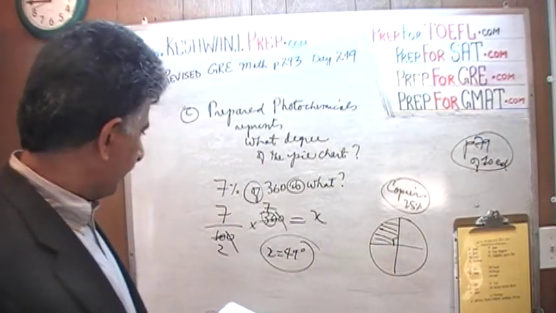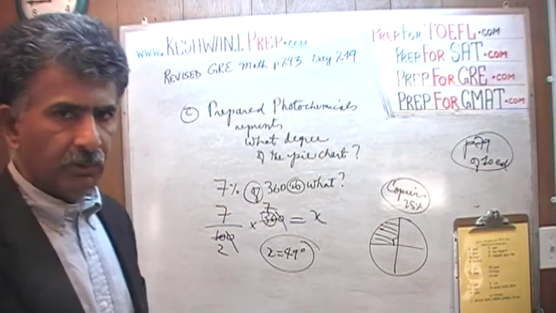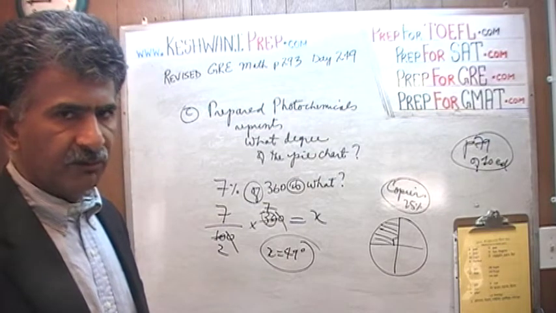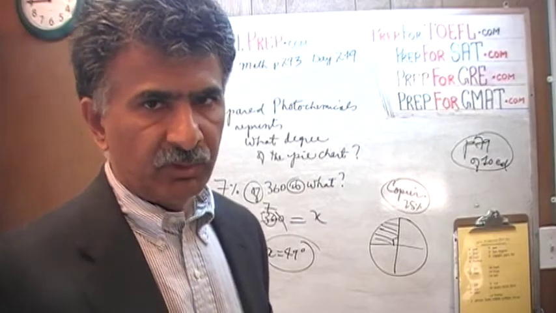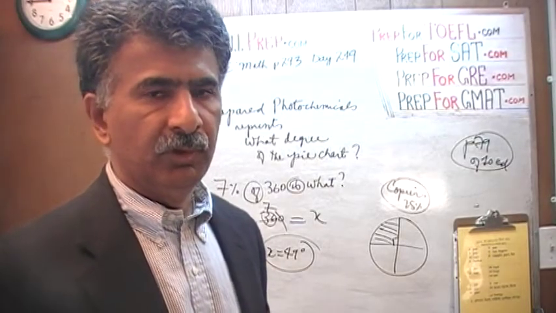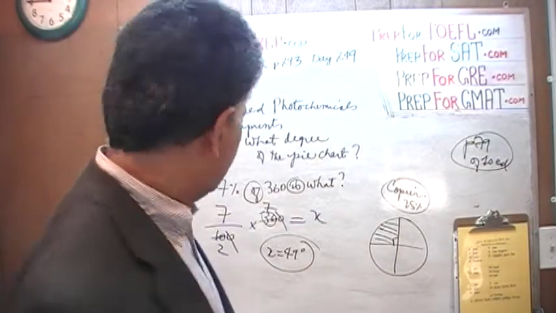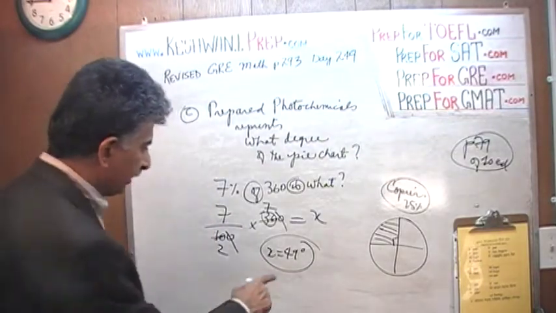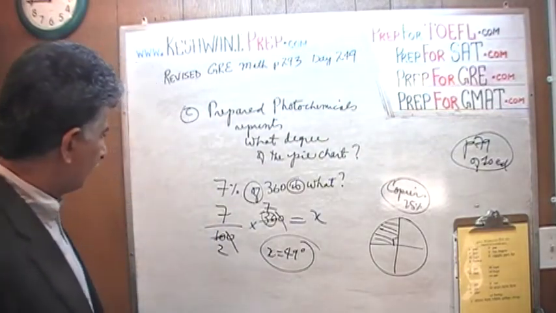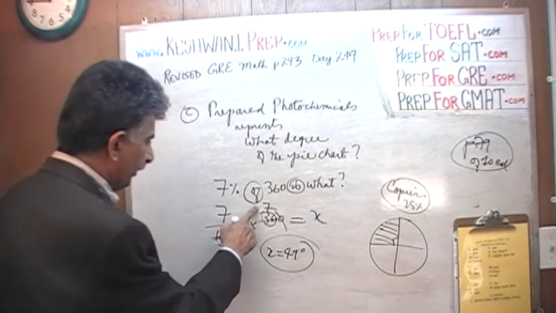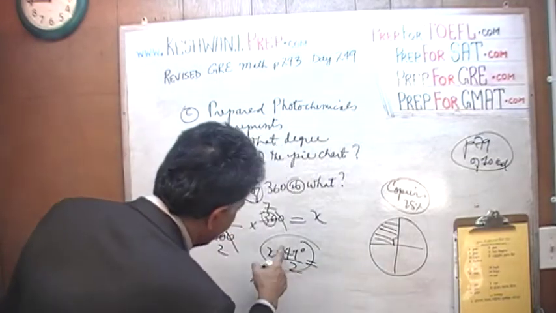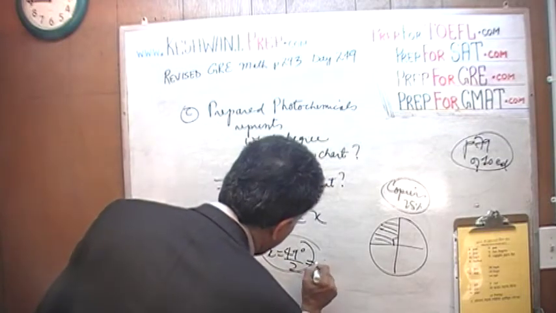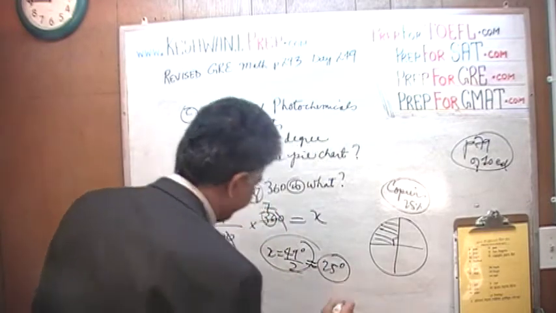That does not sound right at all, because as I just got done explaining to you, if something were 10% of the total amount, 10% of the circle would represent 36 degrees. This thing is only 7%, and yet we're coming up with 49. Something has gone wrong. 7 times 7 is 49, divided by 2. X is 49 over 2, which is about 25 degrees.